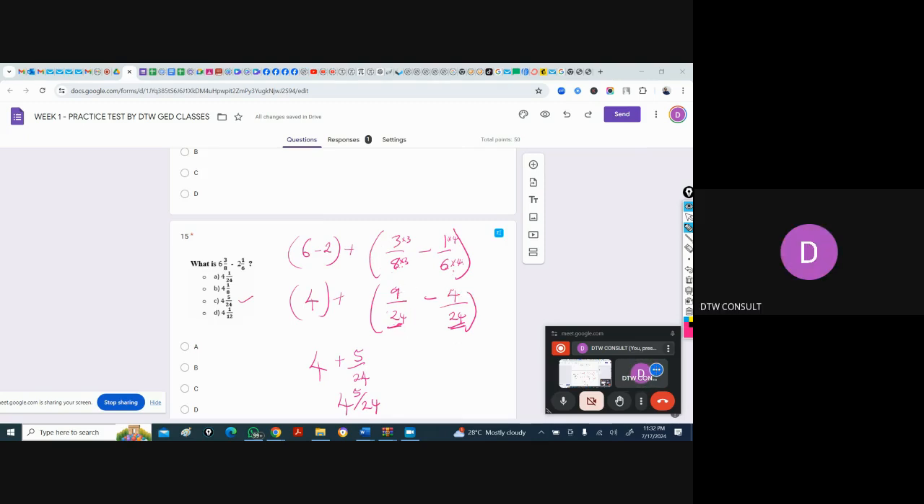Yeah, because this is the most confusing fraction. Okay, I get your point. So when you get 8 times 3 to give you 24, you also have to multiply whatever is on the top by the same 3. When you get 6 times 4 to give you 24, you also multiply whatever is at the top by the same 4. That's what you do. All right? Then we minus the top, 9 minus 4, which gives us 5. Are you with me? Yeah.